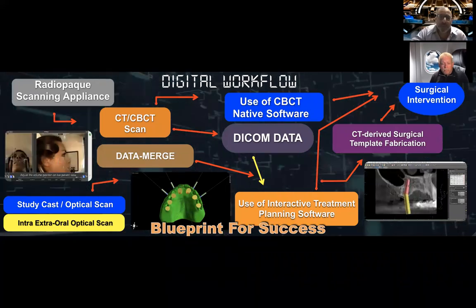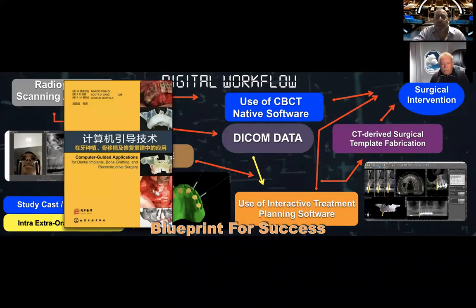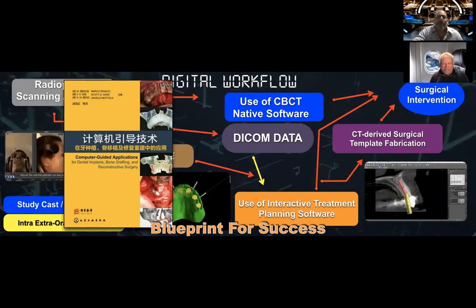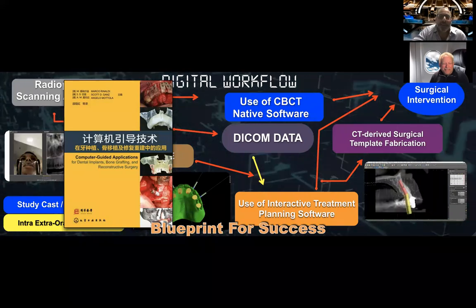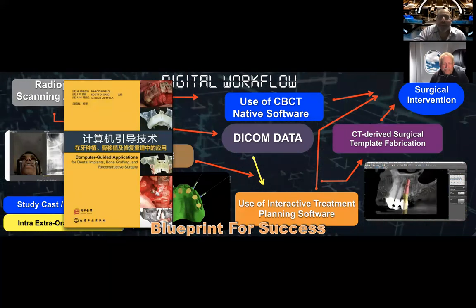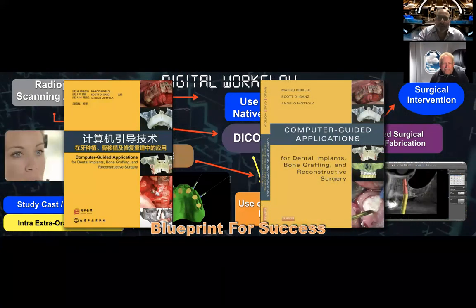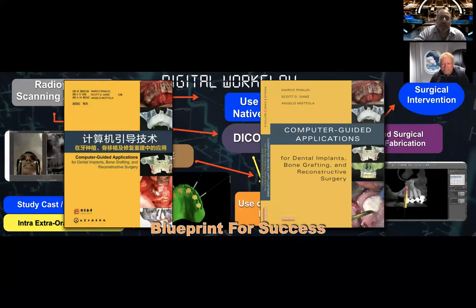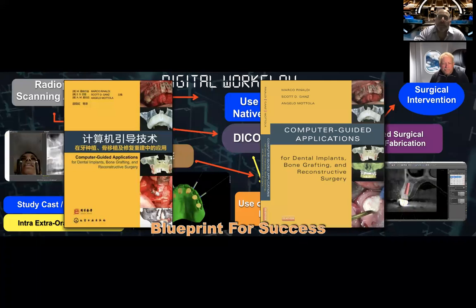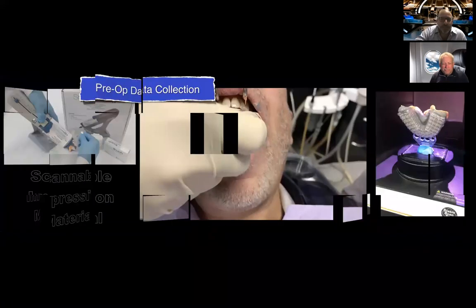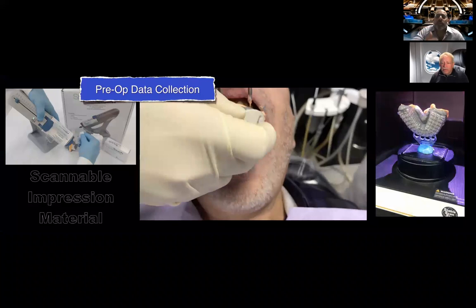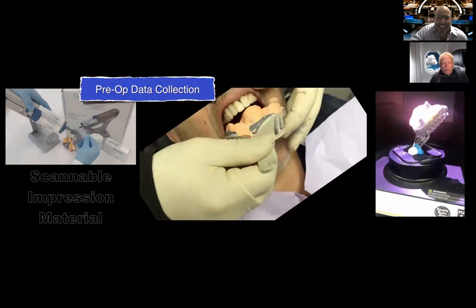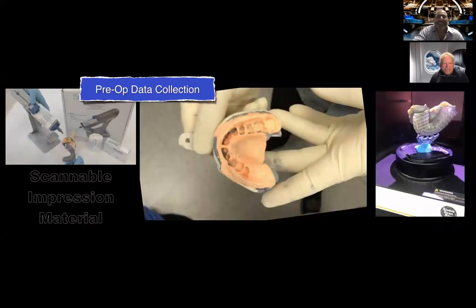And I know that this may all sound like Chinese. So why don't you read the Chinese version of the computer guided applications written by Marco Rinaldi, Scott Gans, and Angelo Matola. Or you can read the English version, which is my preference, of computer guided applications. It's a wonderful book. I highly recommend it. It's going to give you all the details you need to begin your digital journey. So first we need no virus associated with the Chinese version that I'm aware of. Very well said.